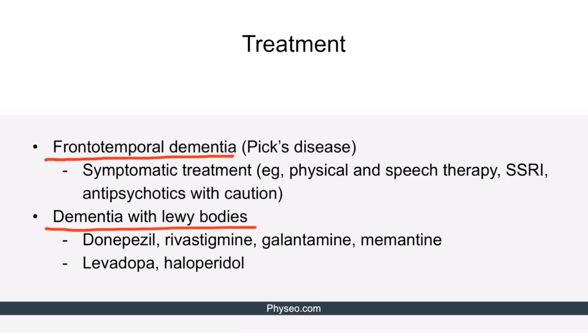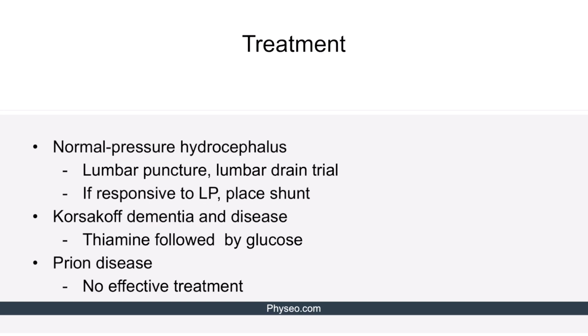Dementia with Lewy bodies is treated with donepezil, rivastigmine, galantamine, or memantine, similarly to Alzheimer's disease. In addition, levodopa and haloperidol are given for Parkinsonian symptoms and psychosis resulting from increased dopamine levels. Next, we continue with the management of normal pressure hydrocephalus. As we have mentioned earlier, these patients have ventriculomegaly secondary to decreased absorption or increased production of CSF.